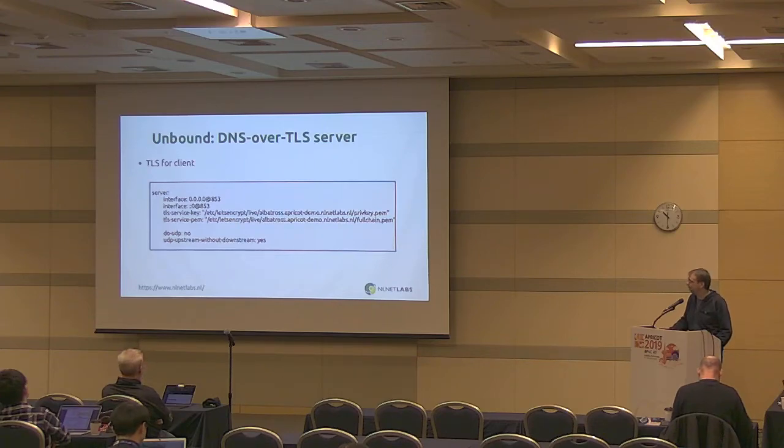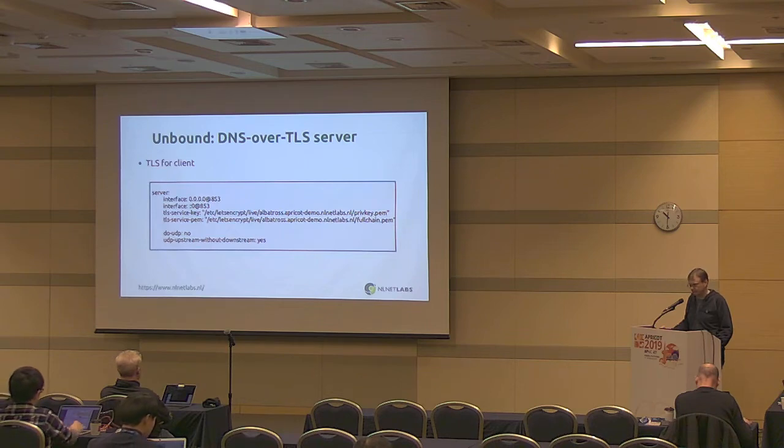And if you get from your CA chaining certificates, then this is actually a list of certificates. This is basically what the server will put into the handshake and present to the client, so that the client can then do validation. You have to tell it to not do UDP, and you have to tell it to speak to the upstream still in UDP, even if the downstream doesn't do UDP. I guess that's mostly just technicalities.